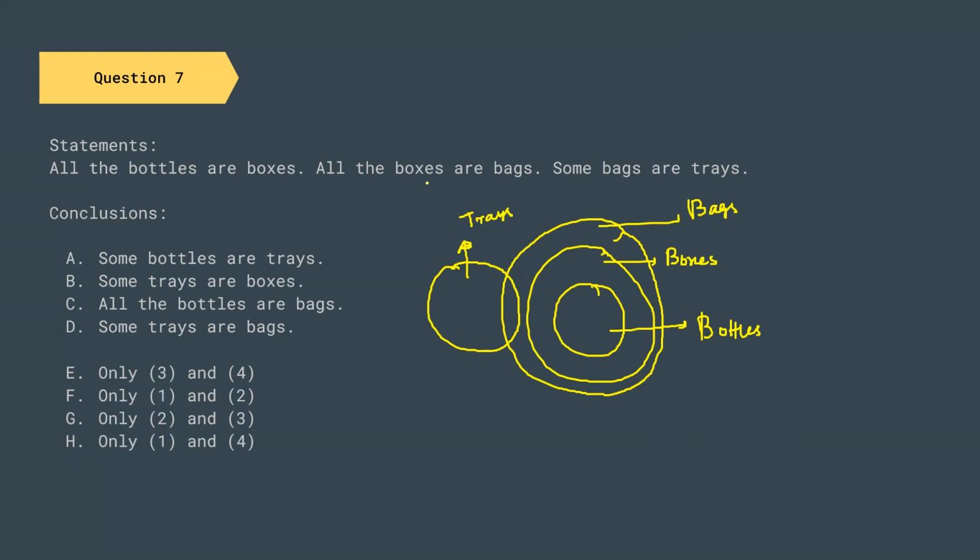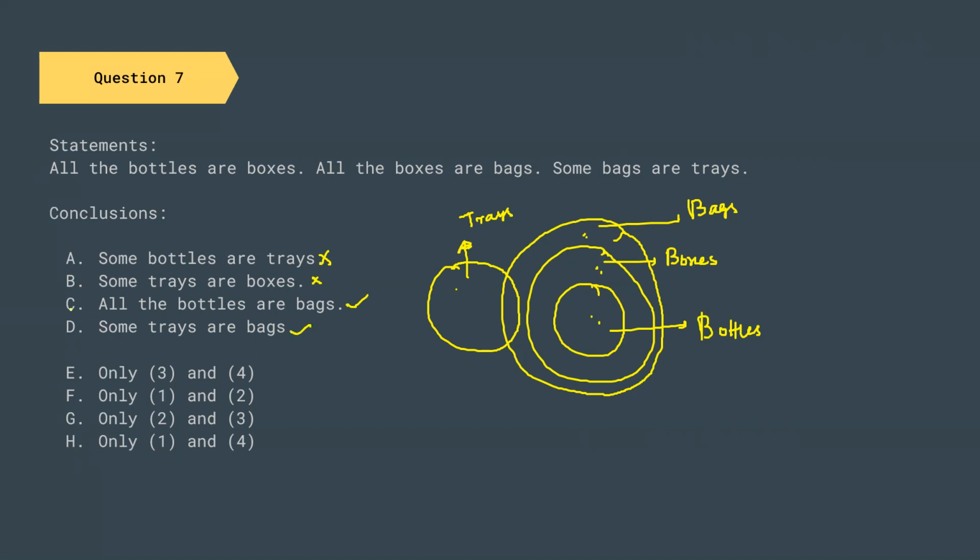So let us go to the statements again. All bottles are boxes. All boxes are bags. Some bags are trays. Now, some bottles are trays. I cannot say this for sure. Some trays are boxes. I cannot say this for sure. All bottles are bags. Yes, all of the bottles are bags. I can say this. Some trays are bags. I can also say this.